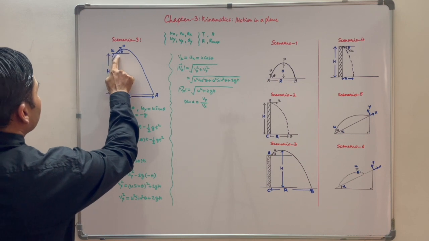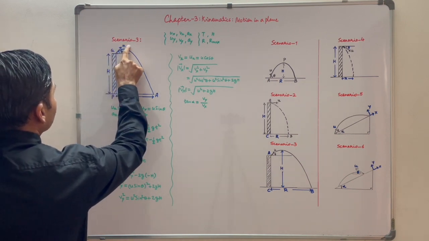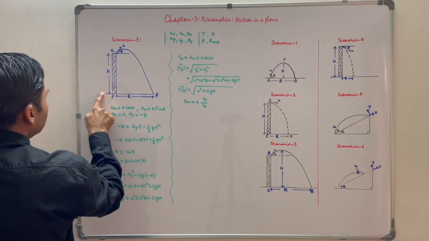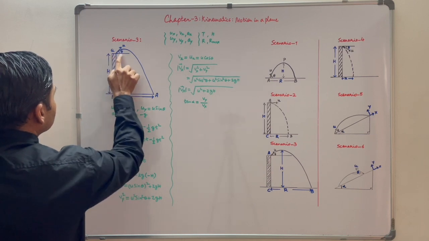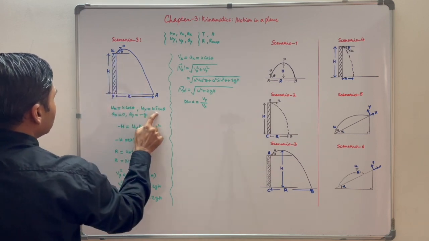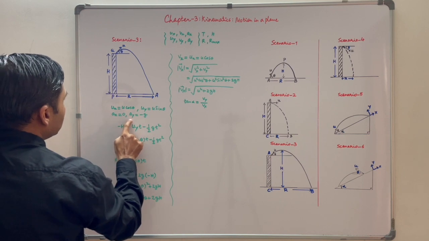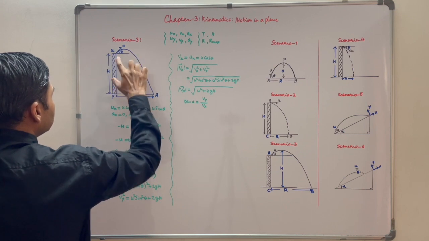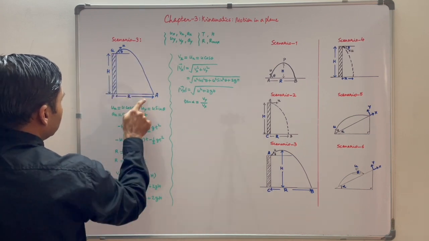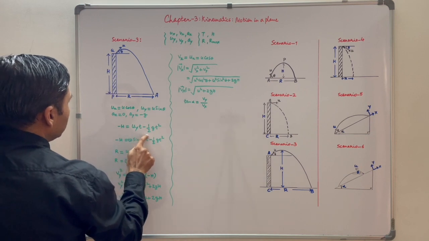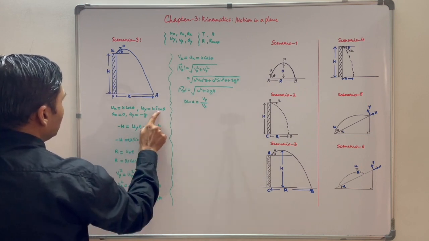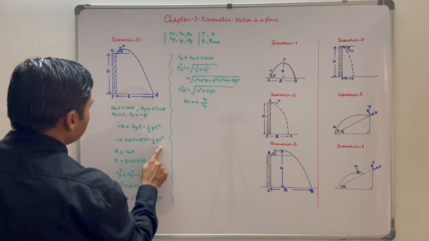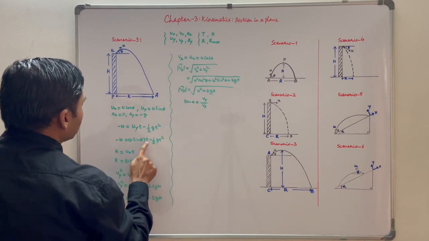Third scenario, a particle is projected upwards with initial velocity u making an angle theta with the horizontal from a tower of height h. ux is equal to u cos theta and uy is equal to u sin theta. ax is equal to 0, ay is equal to minus g. When the particle hits the ground, its vertical displacement is minus h as it is coming down. So minus h is equal to uy t minus half g t square. uy is equal to u sin theta. So minus h is equal to u sin theta t minus half g t square. This equation gives time of flight t.